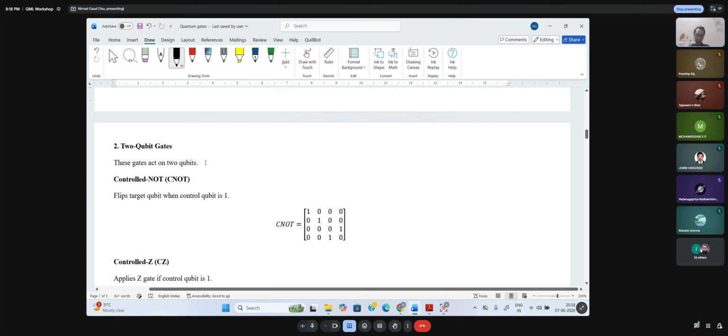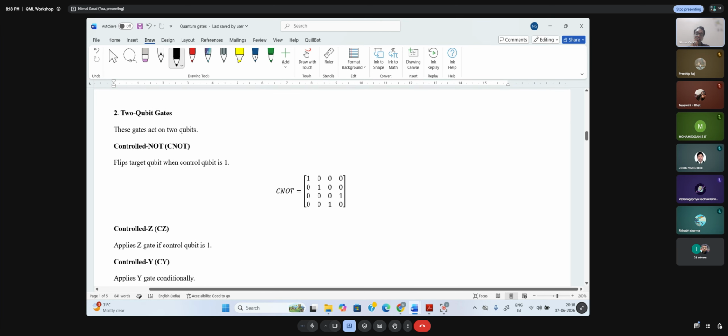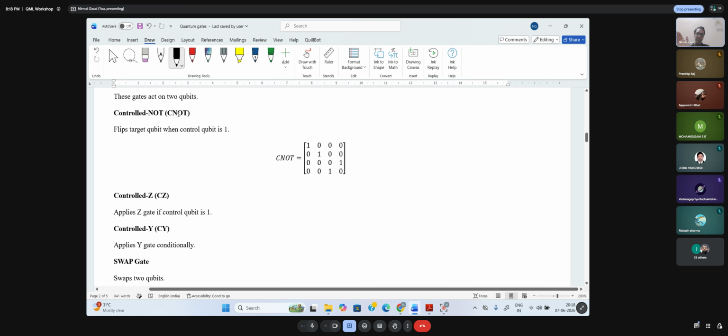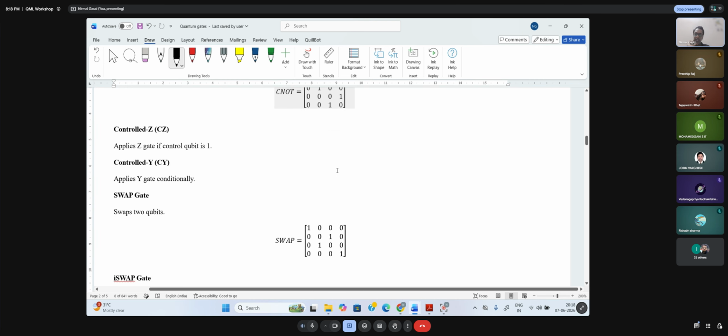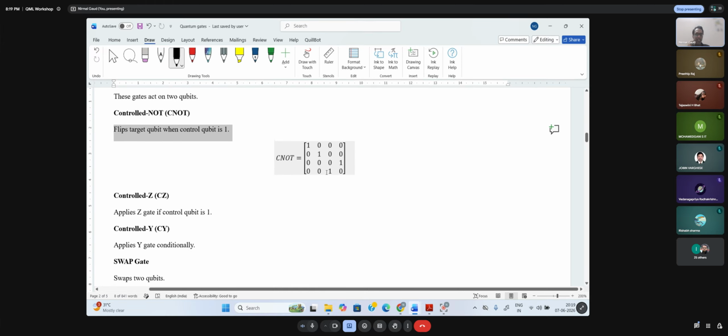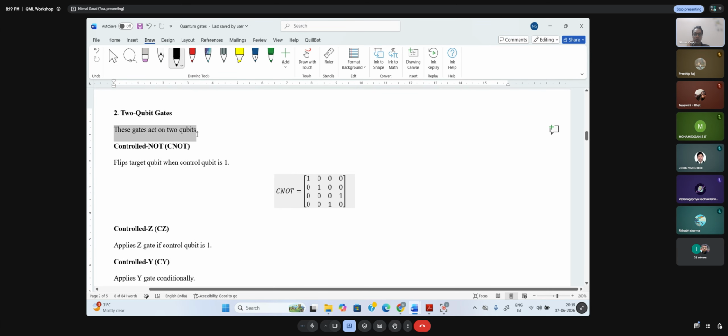Now, if you want to give two qubits, then the gate is C naught. Yesterday I used C naught, controlled naught, not like simple NOT. This will flip the target qubit when the control qubit is 1. And obviously, NOT means flipping only, 1 to 0, 0 to 1. That is NOT only, whereas here they are calling it controlled NOT, C naught. And the matrix is like this: 1 0 0 0, 0 1 0 0, 0 0 0 1, 0 0 1 0. We can apply the C naught when we are considering two qubits.